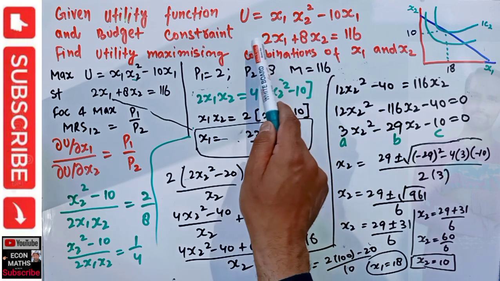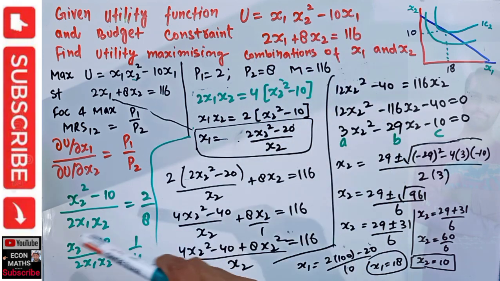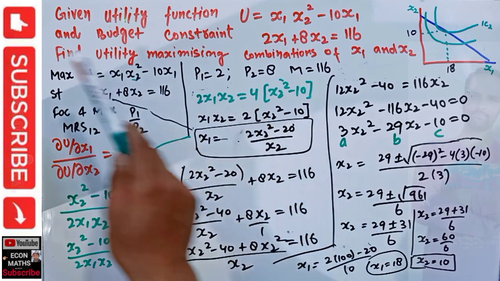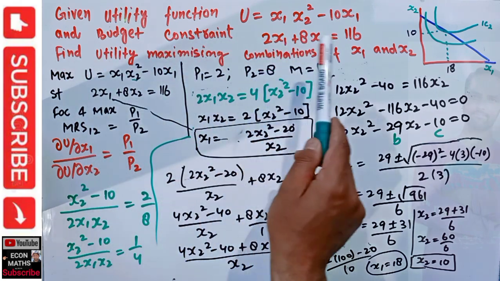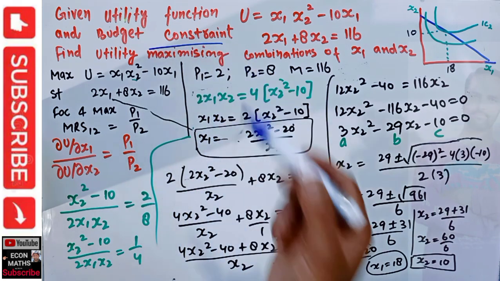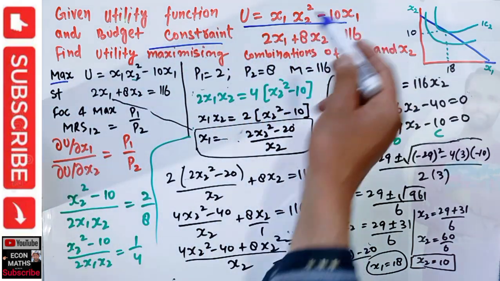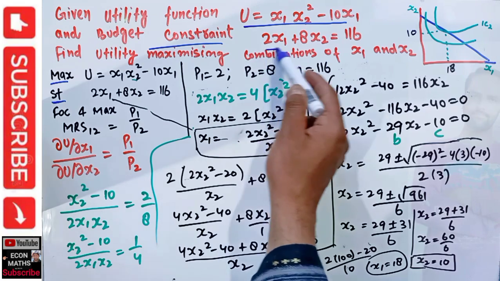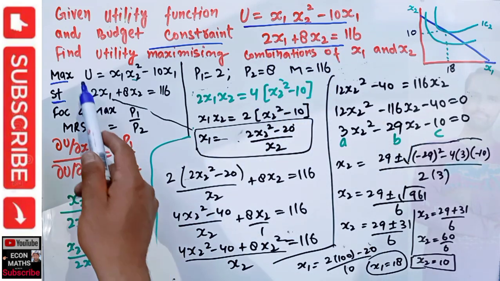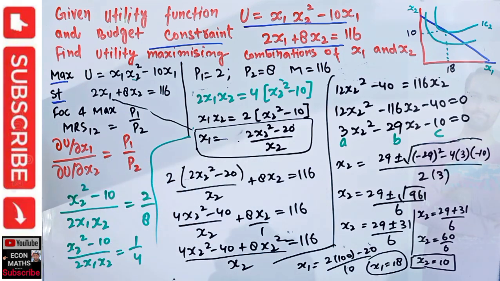That means the price of good 1 is 2, the price of good 2 is 8, and the total income of the consumer is 116. We have to find the utility maximizing combination of goods x1 and x2. That means we want to maximize this utility function subject to this budget constraint.